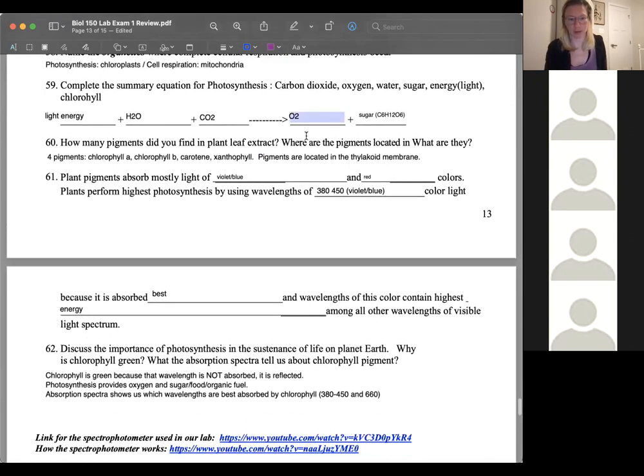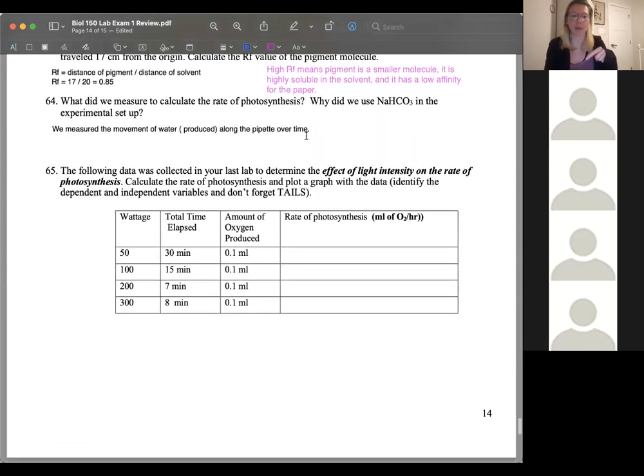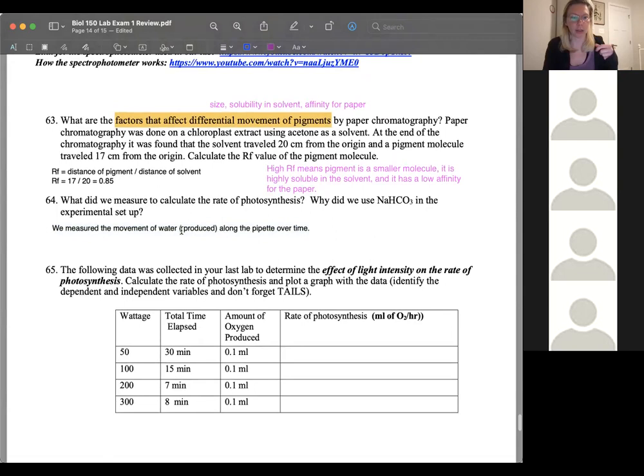Oxygen. Right. So we were looking at those little bubbles coming up, and over time, to see how quickly we could get 0.1 mils of oxygen gas in that pipette tube. Oxygen.